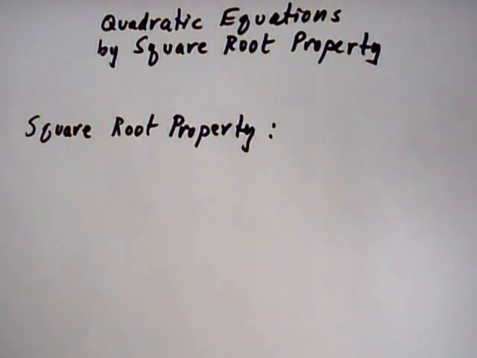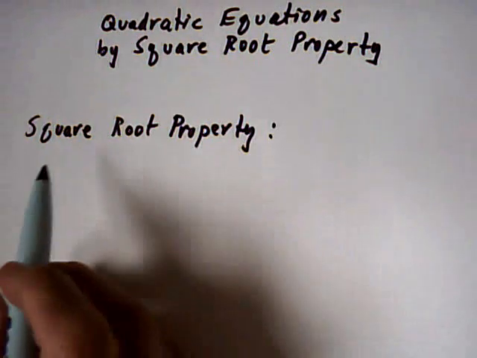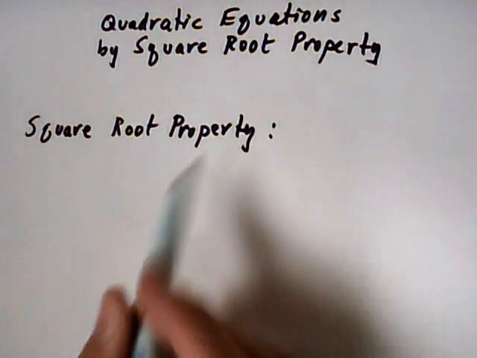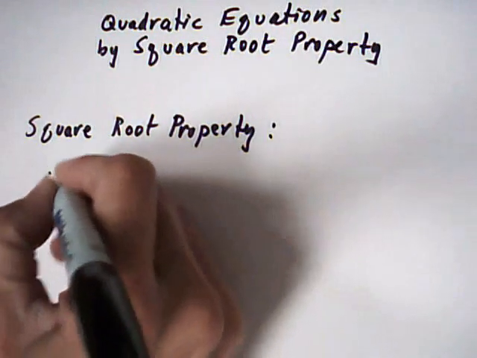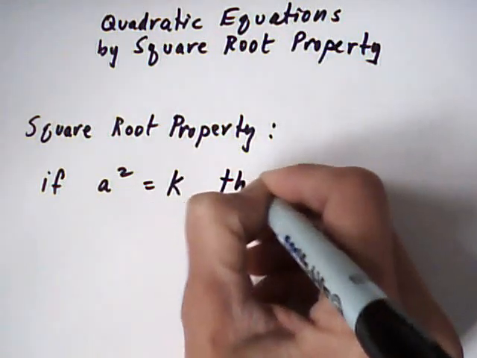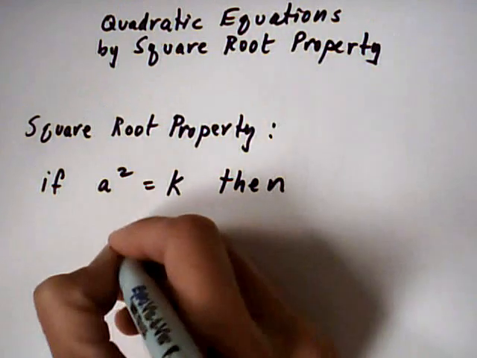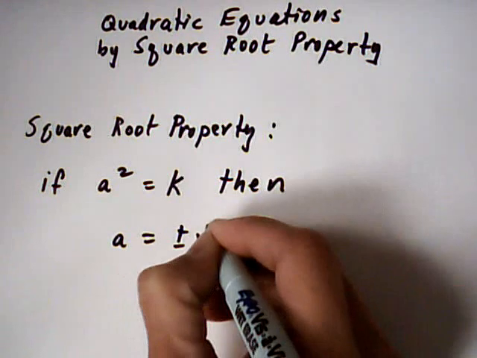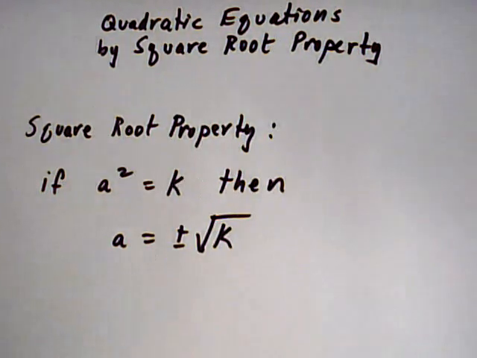We're going to solve a few quadratic equations by using the square root property in this video. And let's remind ourselves of what the square root property is first of all. The square root property says that if a squared equals k, then a equals plus or minus the square root of k.